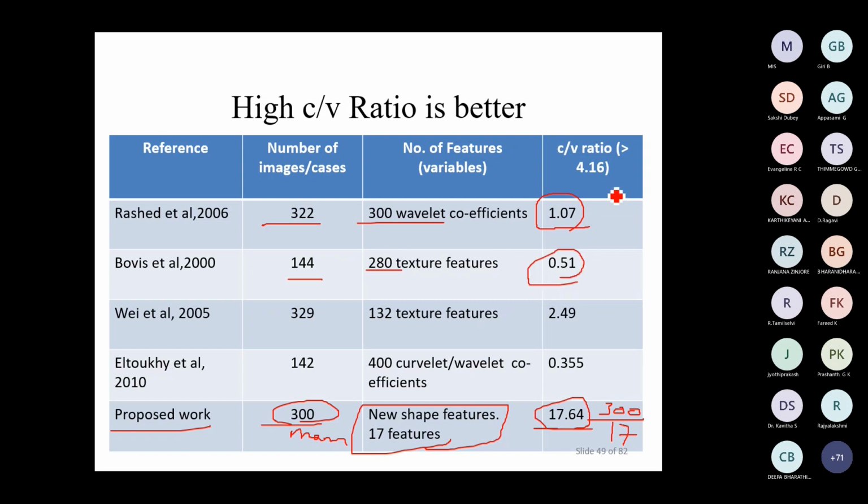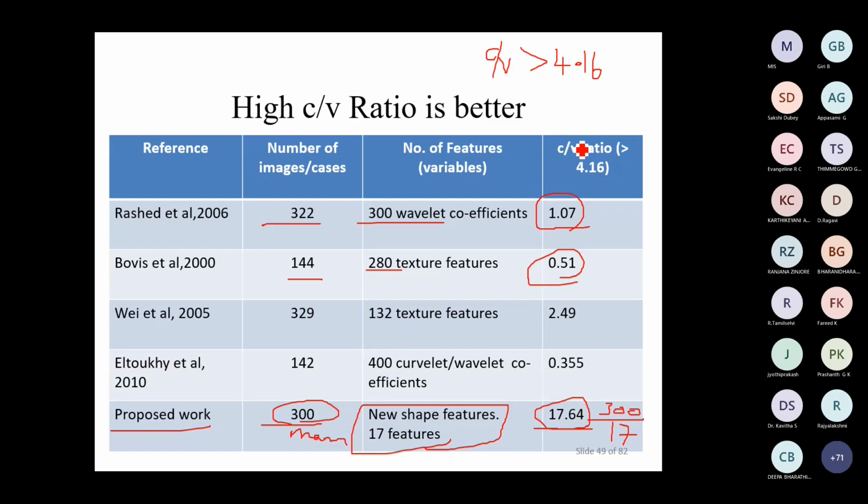So what is the optimal CVB ratio we have to have? The optimal CVB ratio should be greater than 4.16. It is a mathematically proven value. So the CVP ratio should be greater than 4.16, then it is the best feature set. So other than the accuracy and other measures, we can use the CVP ratio as one of the evaluation measures.